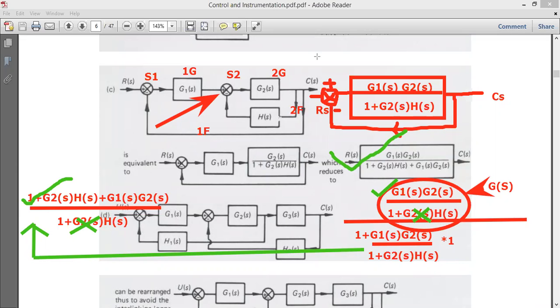So with this problem, I conclude today's class.